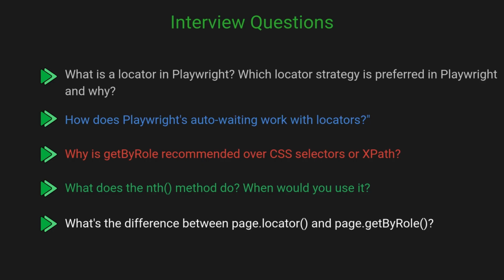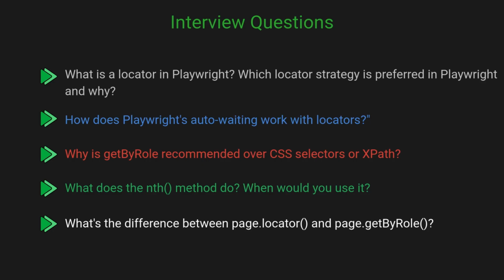Next question is, why is getByRole recommended over CSS selectors or XPath? The simple answer is stability and reliability. When we use CSS selectors or XPath, we depend on the page structure. So if a developer changes a div or a class name or hierarchy, the test can break. But getByRole works differently. It finds the element based on its accessibility role, like button, text box, link, checkbox, and its accessible name. This makes our test more stable, less dependent on the HTML structure, which in turn makes it less likely to break when the UI changes and more aligned with real user behavior.